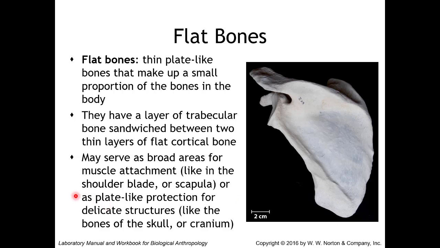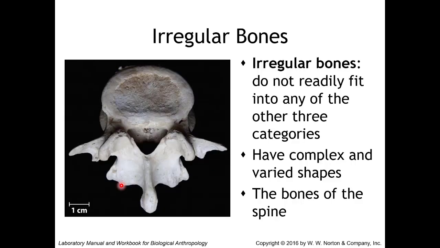Or it can work as plate-like protection for delicate structures like the bones of the skull, or the cranium, right? Then we have irregular bones. Irregular bones are just any bones that don't readily fit into any of your other three categories of long bones, short bones, flat bones, right? They have complex and varied shapes, as we can see here with the bone of the spine, the vertebra.